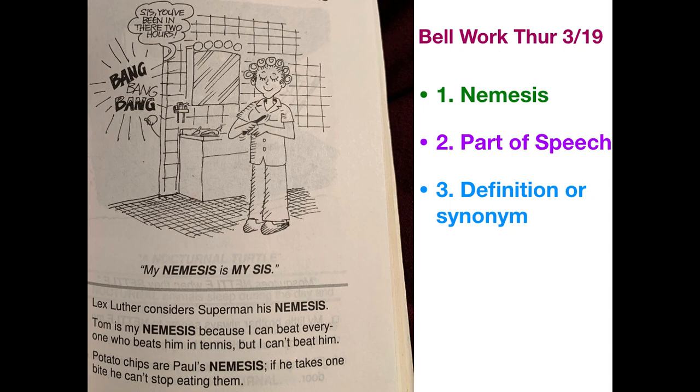Determining parts of speech. Your word today is Nemesis. Go ahead and hit pause and try to figure out the part of speech and definition all on your own, and then double check as I go back over it.